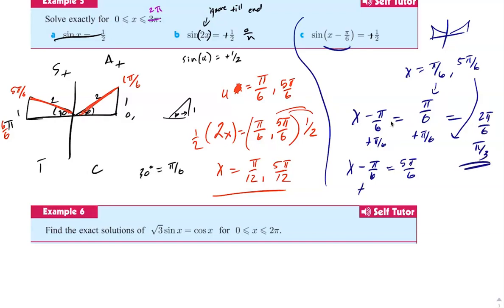On this side, I want to add pi over 6 on both sides. I would get 6 pi over 6, or just known as pi. And those would be my answers. Now again, a lot of times I'll have to check to make sure it fits a domain, or if there's a lot more that fit in the domain. But for now, I just want to focus on how we actually solve this stuff. And that's how you would do it.